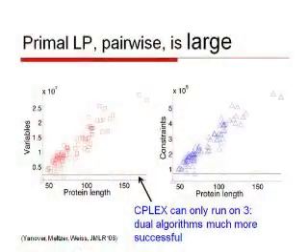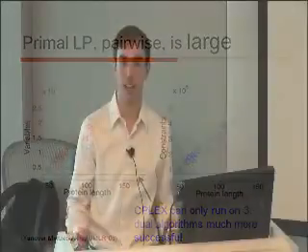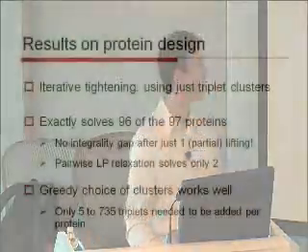The primal linear program, even before you try adding any clusters, even before the first lifting, is very large. We have on the order of millions of variables and hundreds of thousands of constraints. If you try throwing this at Cplex, it can only solve the 3 smallest proteins in our data set. And the dual algorithms are much more successful at solving these.